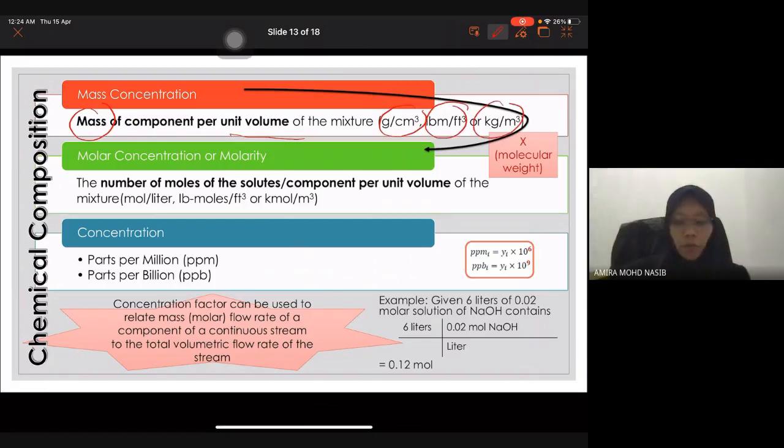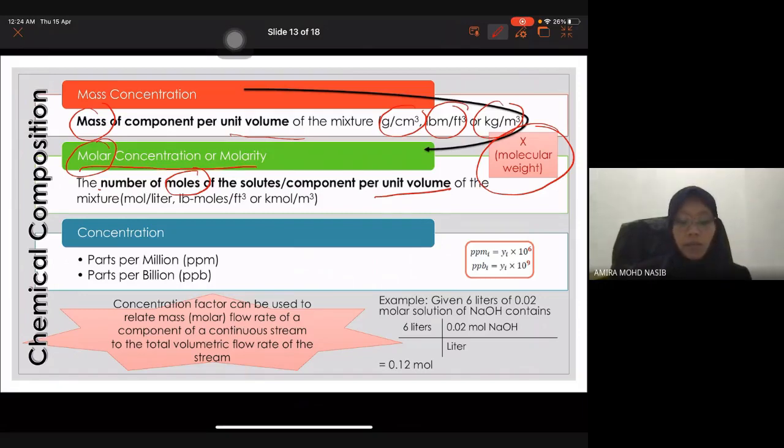And we also have molar concentration, or molarity. As its name says, molar, so you are using moles. Okay, same thing, you have to divide by the volume. Okay, how are you going to convert mass to molar? You multiply with the molecular weight of the substance.